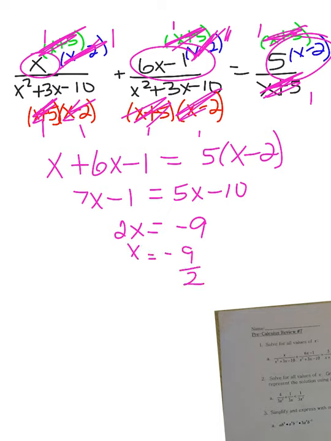All right, and then you do have to check it. Make sure that you don't get anything that's undefined when you plug negative 9 halves into the denominator. So when I check this, this does work out. All right, so let's take a look at 1b.